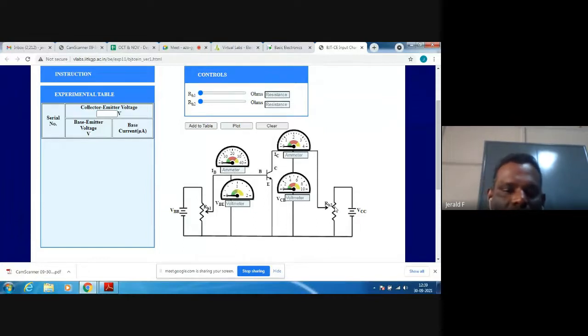For input characteristics, you vary the input of the supply and note the corresponding VBE. You vary this and measure that. Similarly, for the output characteristics, you vary this one and note the corresponding value for this one.